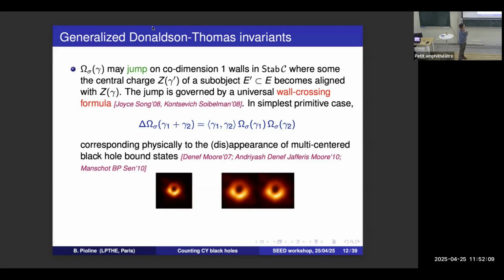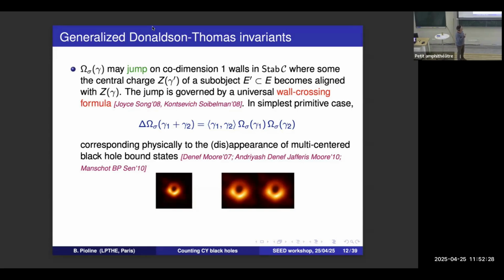And the physics is simply that on one side of the wall, you have two black holes of charge gamma 1, gamma 2, and nothing of charge gamma 1 plus gamma 2. It's not a bound state. But across the wall, there is a third state of charge gamma 1 plus gamma 2, which is this two-centered bound state with two constituents.